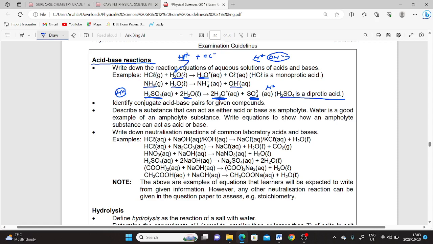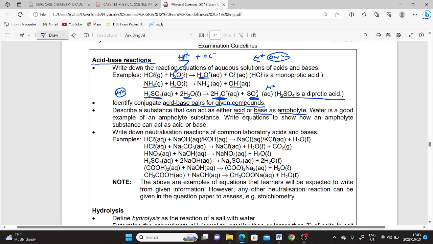Now identify the conjugate acid-base pair for a given compound. Alright, so we'll just try to check that. Describe a substance that can act as either an acid or a base as an ampholyte. Water is a good example of an ampholyte substance. Write an equation to show how an ampholyte substance can act as a base. Okay, it's fine. Let's interpret this part. They say you must identify a conjugate acid pair.